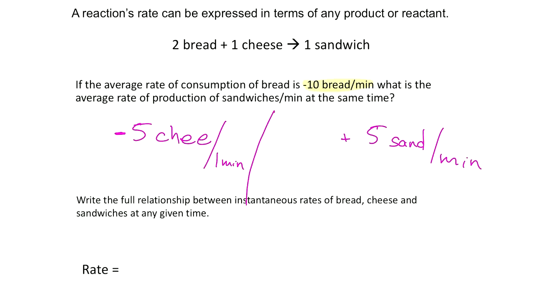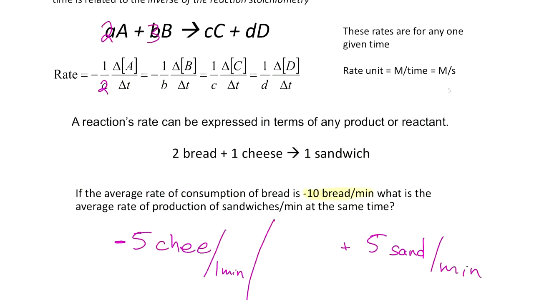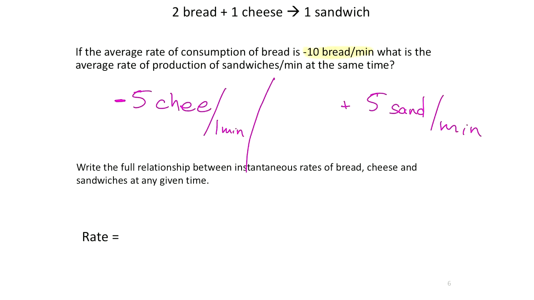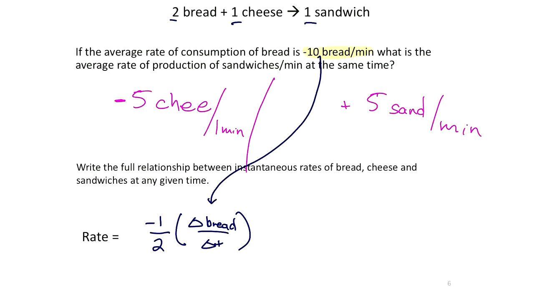See how it's all related by stoichiometry? 10, 5, 5. So this is how the generic equation comes into play and how we can relate them all. How we would write the rate expression to compare all of these is we take the coefficients and turn them into the denominator number, where reactants get a negative sign. So for bread, it's going to be -1/2, the 2 goes on the bottom, times the change in bread over time. The 10 that we just got goes into this parenthesis. That's where it goes.